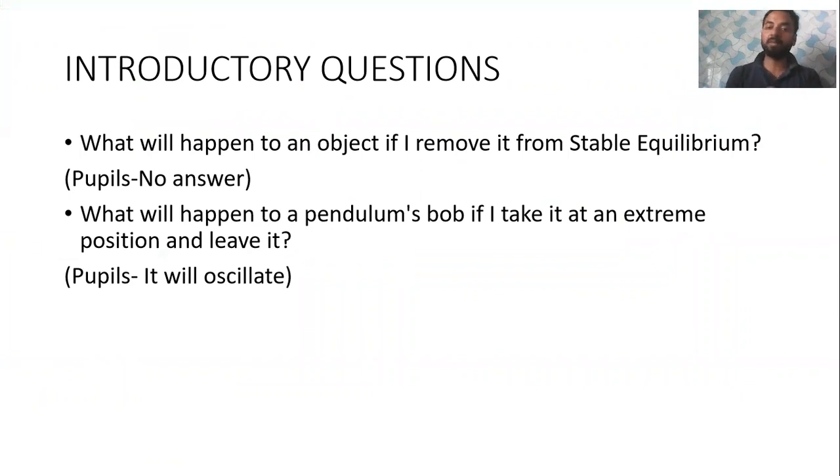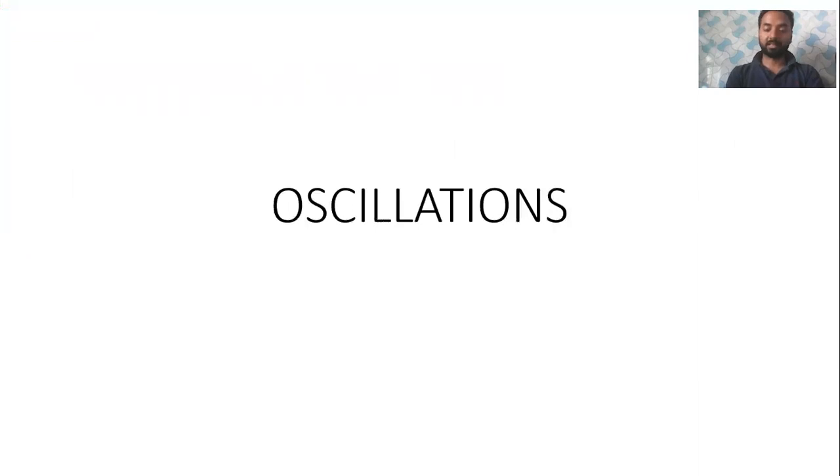Now, what will happen to a pendulum's bob if I take it to an extreme position and leave it? Yes, very good. It will oscillate. So now can you tell which chapter we are going to study? Yes, very good. That is oscillations.